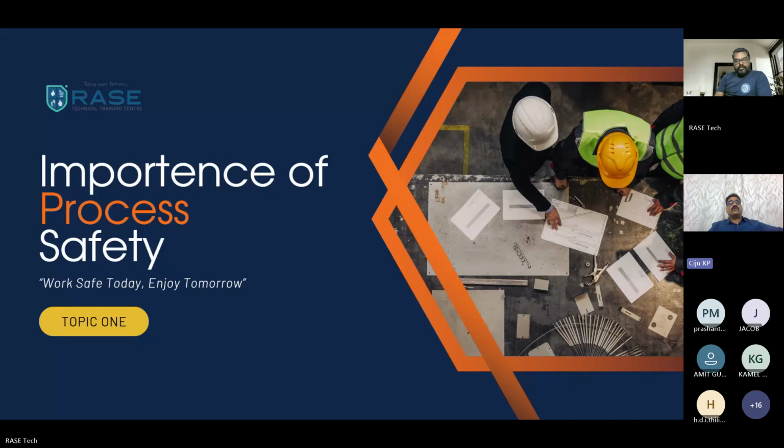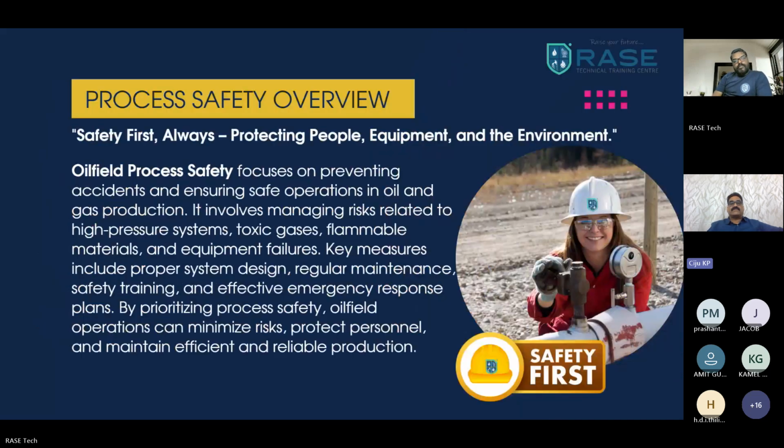I'm going to cover the importance of process safety. Why is safety important in the oil and gas sector? This is one of the questions asked by everybody. We all know that every industry requires a safety culture, but the oil and gas industry is one of the highly hazardous areas, with a lot of risk involved in our activities and our job. So we always say safety first, because our main aim is to protect the people, the equipment, and the environment in which we are working.